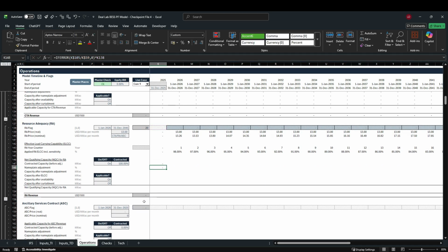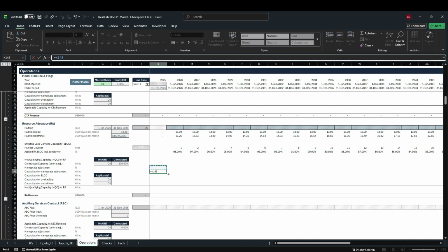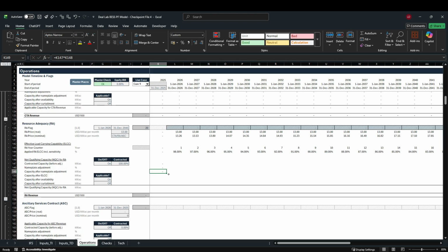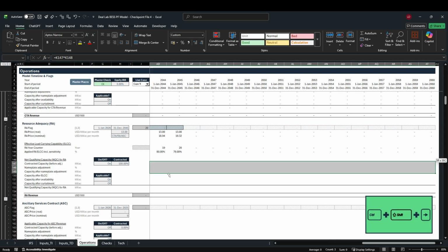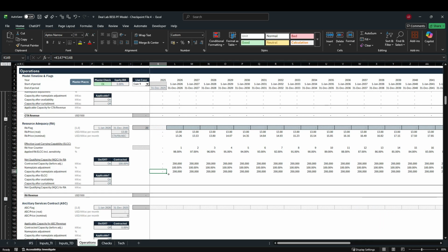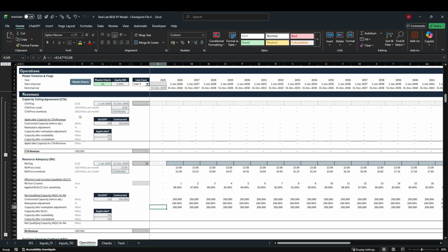And hit enter. And if you recall, the capacity after nameplate adjustment was a simple multiplication of those two values here. So let's just multiply these two and drag all of these three over for now. Control R. So here our nameplate capacity is still 200,000 kilowatt AC at the point of interconnection, similar to the CTA case. The only difference is that we now have a 4-hour battery instead of a 2-hour battery, which means we can essentially supply energy for double the length.